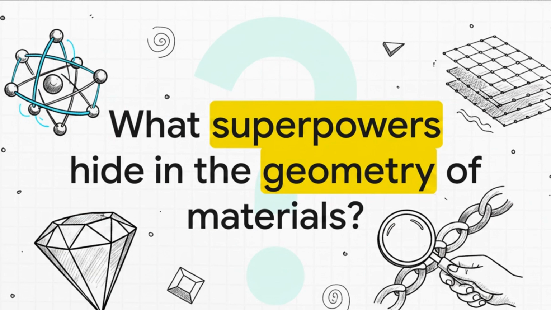It really makes you look at the world differently, doesn't it? If simply rearranging atoms can turn soft pencil lead into the hardest known mineral on Earth, what other hidden superpowers are just waiting to be unlocked in the microscopic geometry of everyday materials?